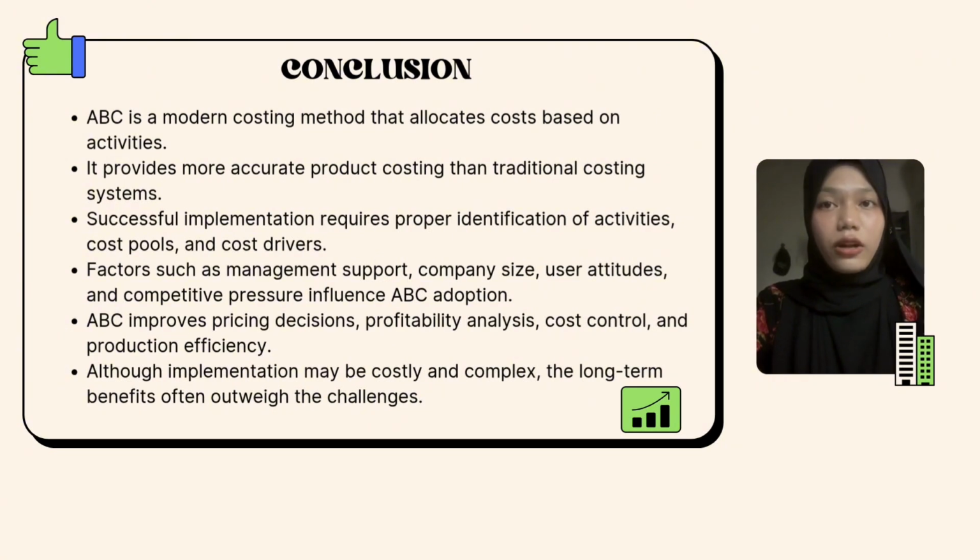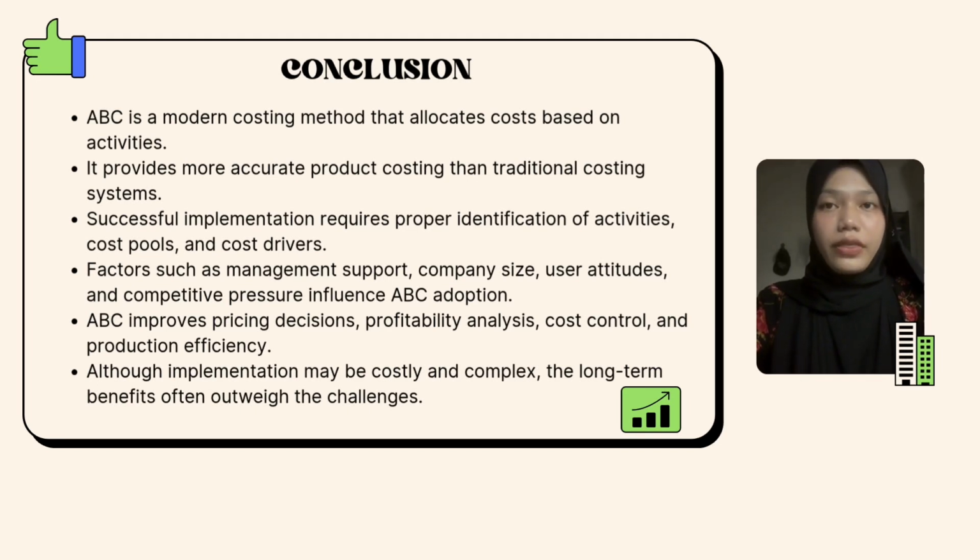The case study also demonstrated how ABC can improve cost allocation and operational decision making. We also explored several factors that influence the adoption of ABC, including management support, company size, user attitudes, external competition, and the need for cost-saving mechanism. These factors play an important role in determining whether ABC can be implemented successfully.